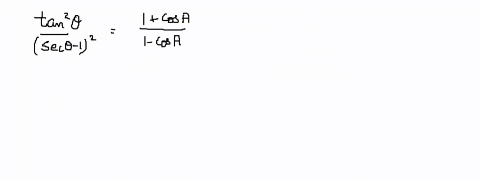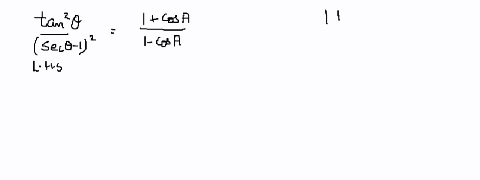Now I am taking a question: tan square theta upon sec theta minus 1 whole square. So again I am starting with the LHS. Now here you can see that we have sec. Now tan also we can convert into sec, and then sec can be converted into cos. So it will be an easier way.